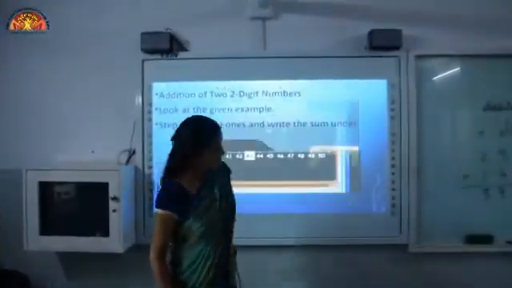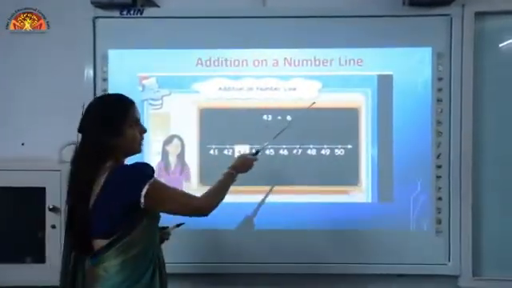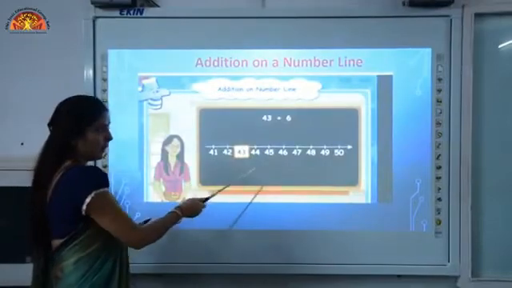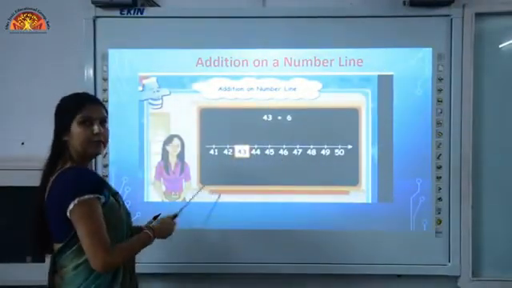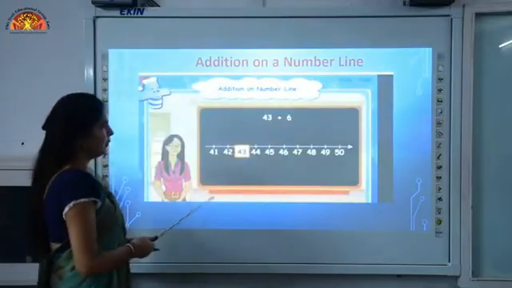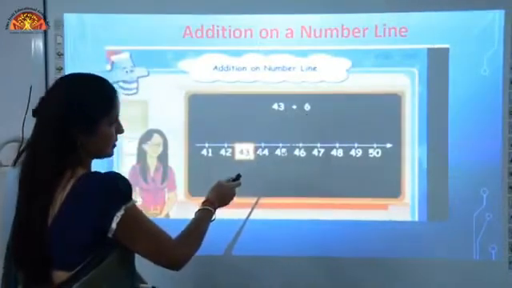Now we will see addition on a number line. Children, here a number line is given. In this we will see how we can solve the sum on the number line. Here we are going to add 43 plus 6.